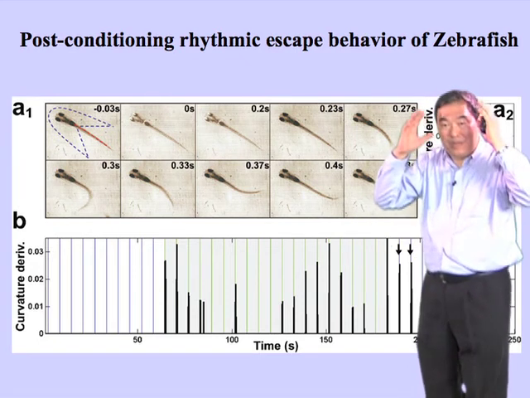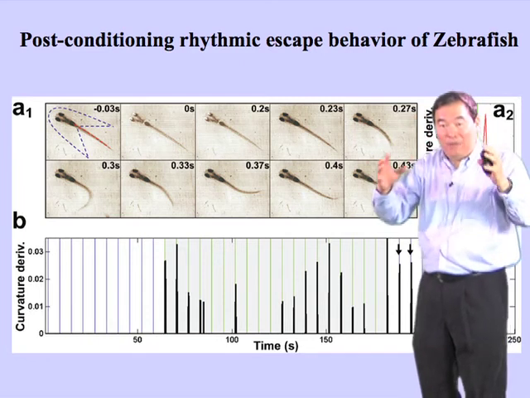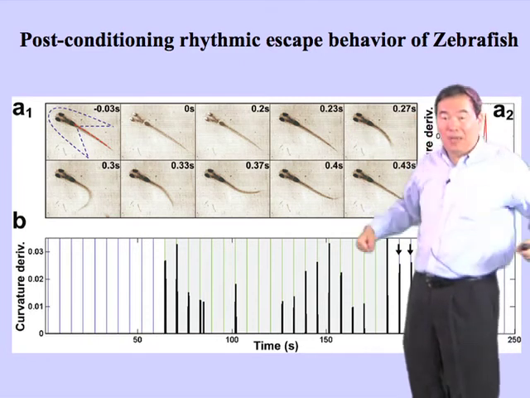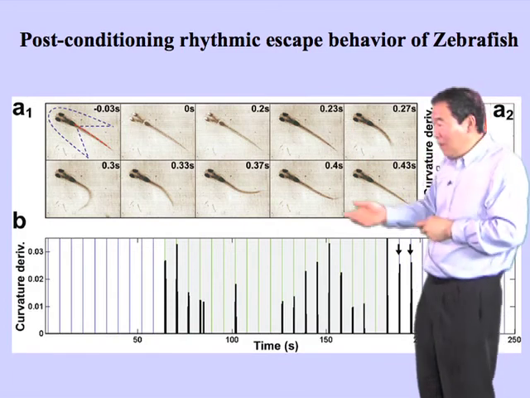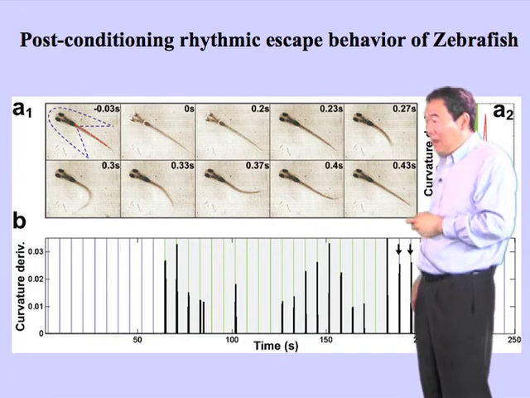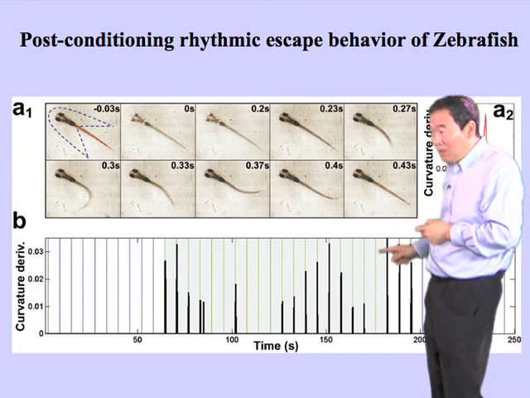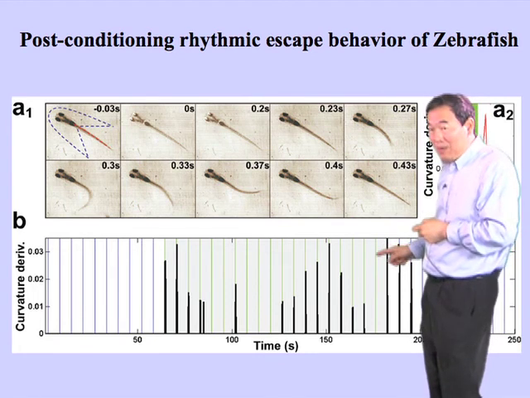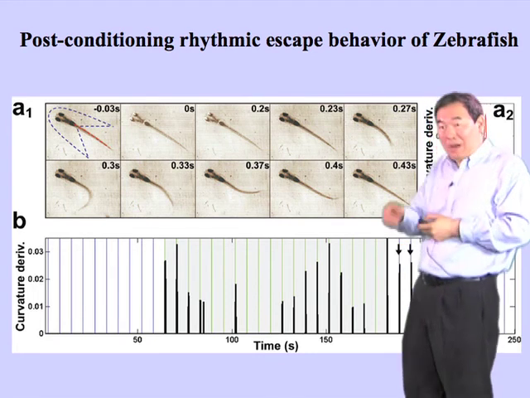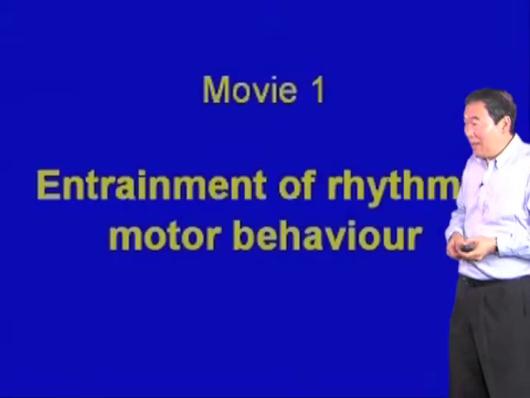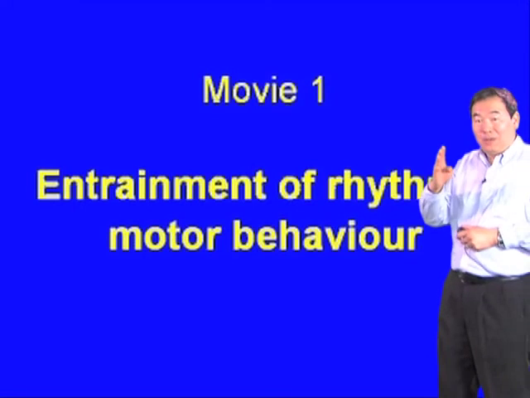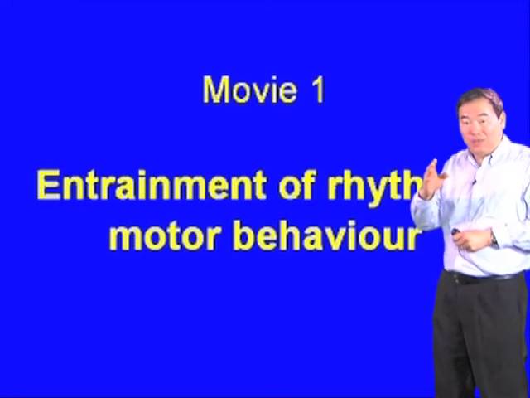The memory of this conditioning interval is reflected in the visual motor behavior of the zebrafish, in their escape behavior. In the absence of the light stimulus, they remember this and flip the tail. So I have a movie which shows the last four conditioning stimuli that cause tail flips.